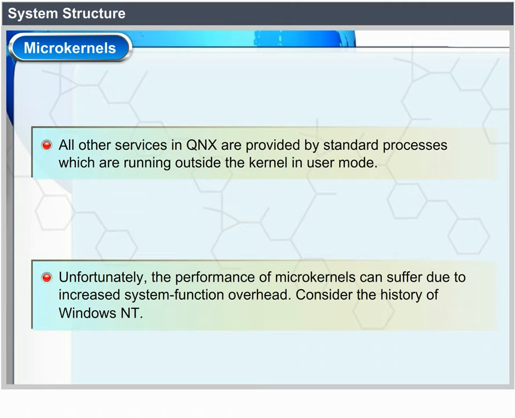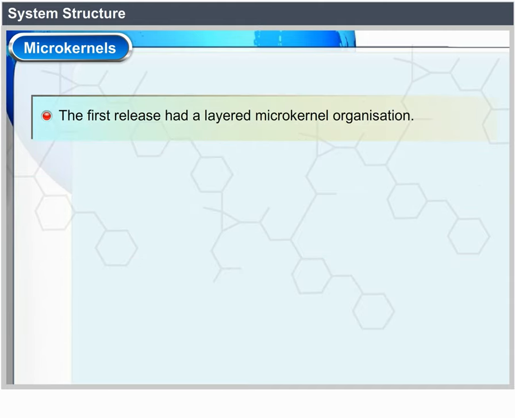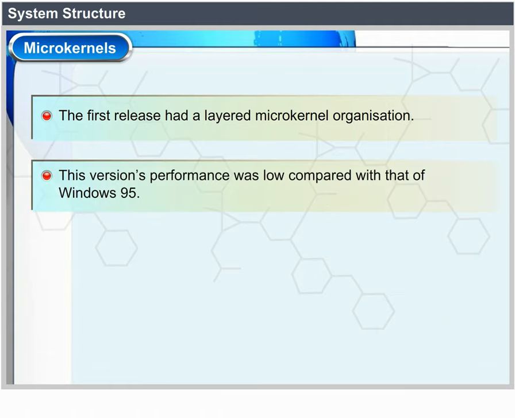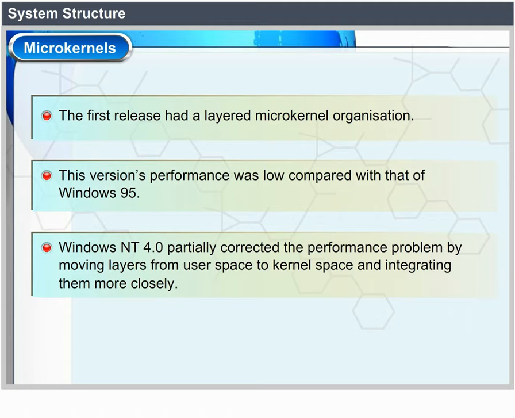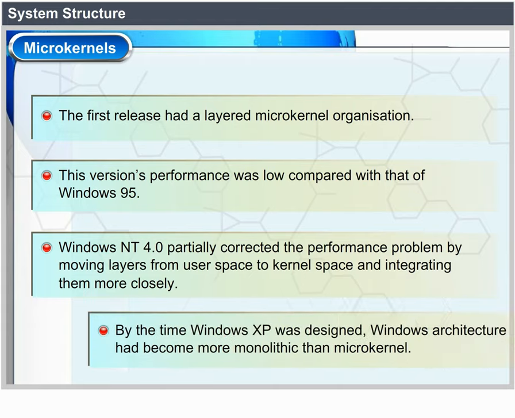The first release had a layered microkernel organization. This version's performance was low compared with that of Windows 95. Windows NT 4.0 partially corrected the performance problem by moving layers from user space to kernel space and integrating them more closely. By the time Windows XP was designed, Windows architecture had become more monolithic than microkernel.